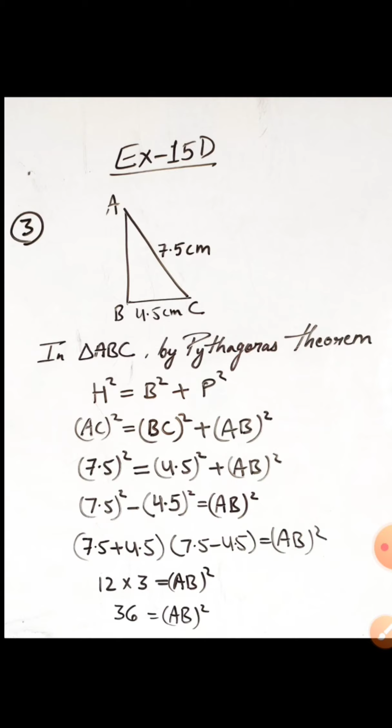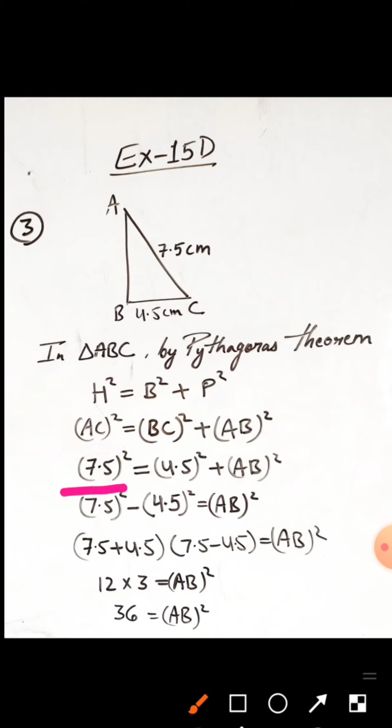So in triangle ABC, by Pythagoras theorem, we will use this theorem here. First we write the theorem: hypotenuse square is equal to base square plus perpendicular square. Here AC is the hypotenuse, so we write AC. Base is BC, so we write BC in place of base. In place of perpendicular we write AB. Then after that we put the values.